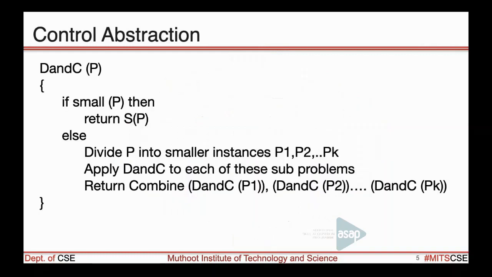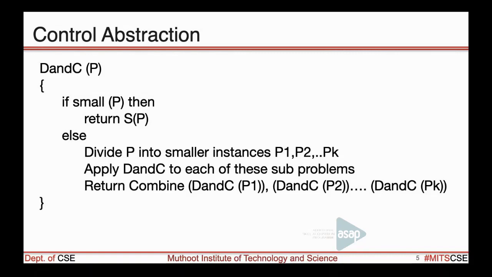Next comes the control abstraction. What do you mean by control abstraction? It basically represents or shows how a particular process works, which means that everyone, we know how to play cricket, right? Okay, what is the control abstraction of cricket?